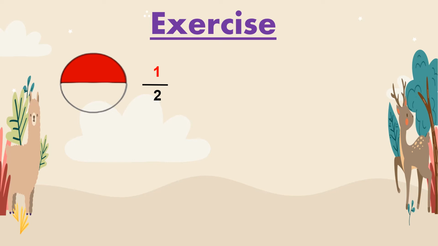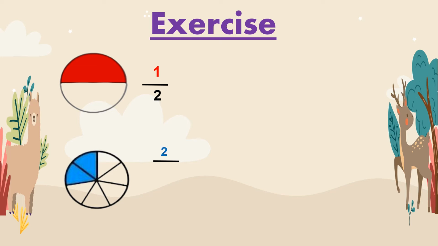The second exercise, I have here divided into 1, 2, 3, 4, 5, 6, 7. 7. Okay, how many parts colored? 1, 2. So we must put the fraction bar. Then in the upper, the colored parts, how many colored parts? 2. Okay. And the total parts 1, 2, 3, 4, 5, 6, 7. 7. So it will be 2/7.